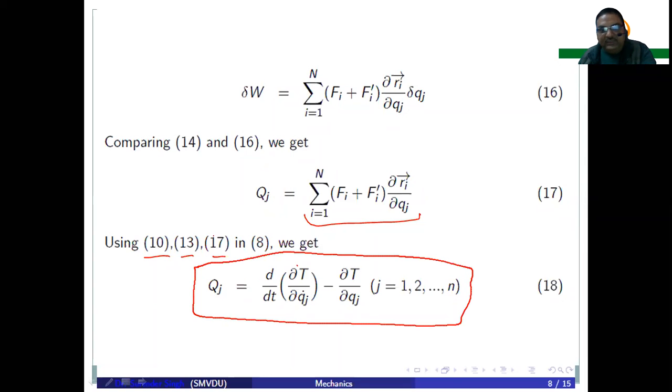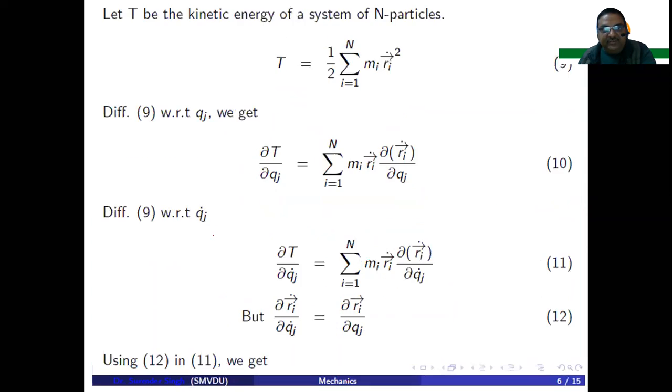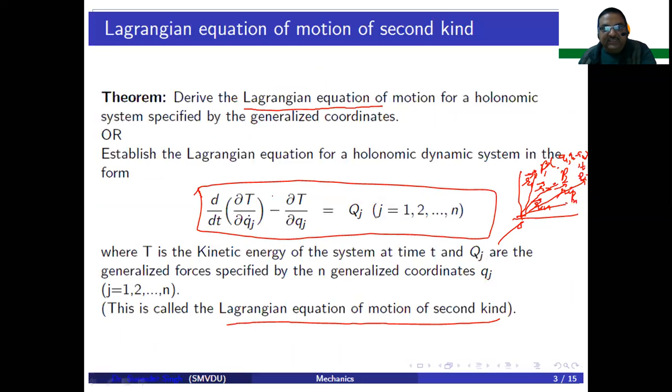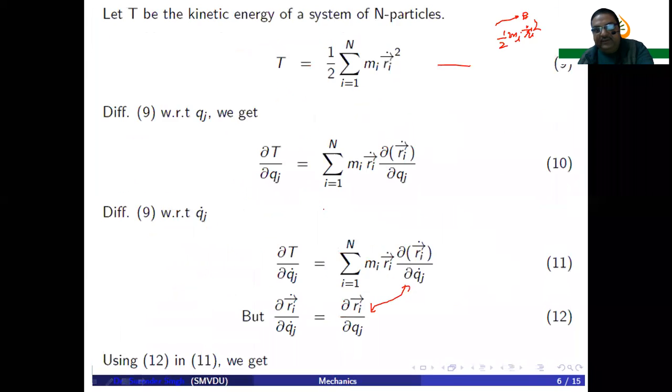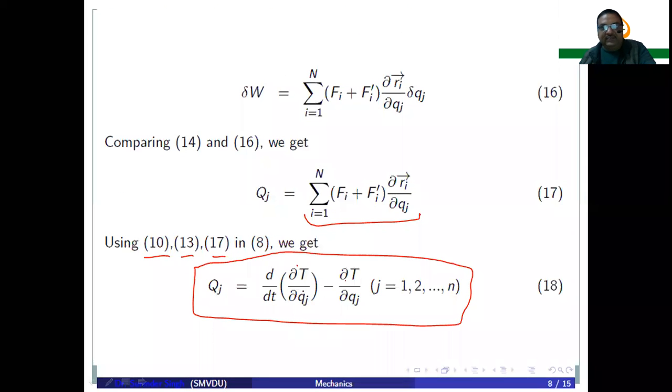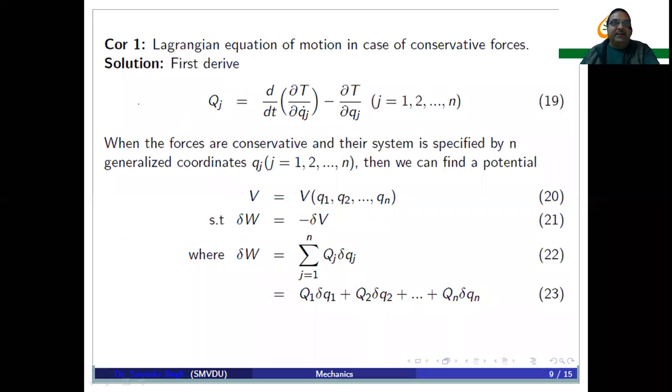So that was the situation, and that was the result we wanted to obtain. You can see the statement of the theorem. So this was the result we wanted to obtain, and we have derived this result in equation number 18. Now, the corollary.